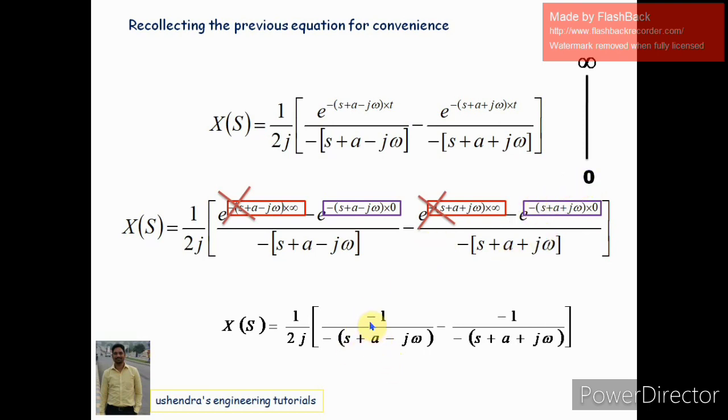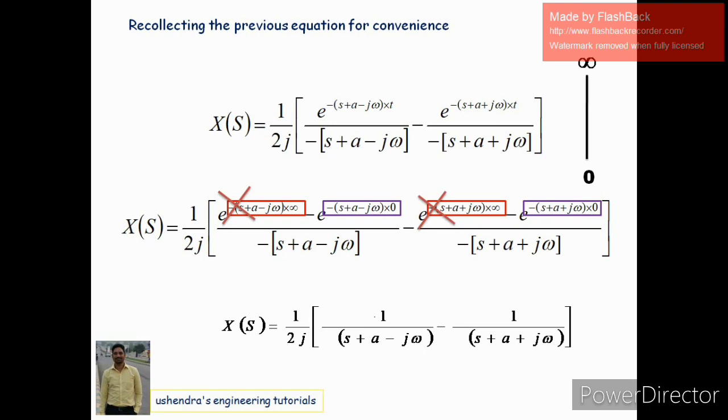Can you see we have a negative in the numerator and denominator? These negatives get cancelled over here. This negative gets cancelled, and even the second negative gets cancelled. Finally we have this expression.